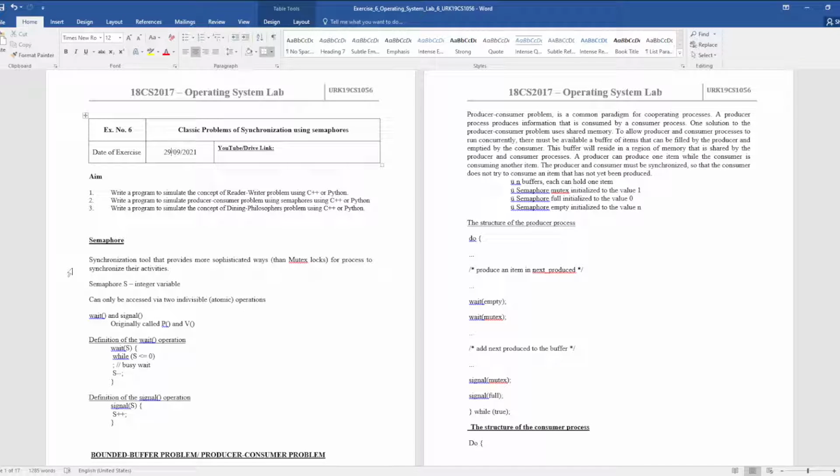Hello, my name is Ubuntu Pure 19 CS1056, and today I'll be explaining my operating system lab experiment number 6 on classic problem synchronization using semaphores.